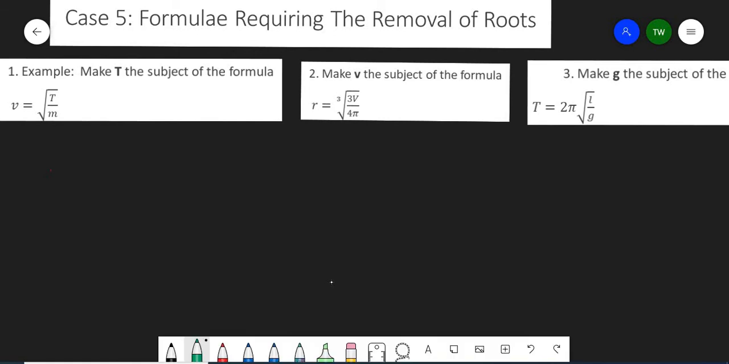So the first example is make t the subject of the formula. We're given a formula, right? The formula is v is equal to the square root of t over m. And we want to manipulate this formula to make t the subject. First thing we have to think about is how can we remove this square root sign? We can remove the square root sign by squaring both sides, right? So we're going to transfer the square root sign to the other side of the formula by squaring both sides.